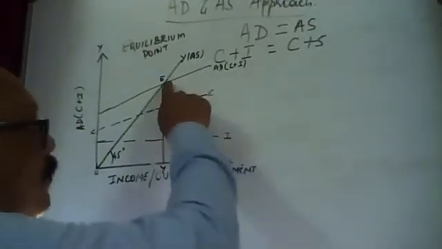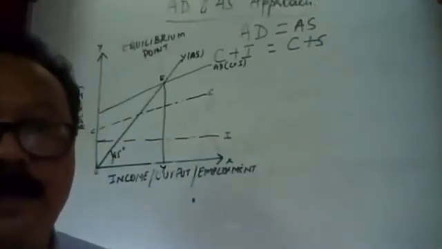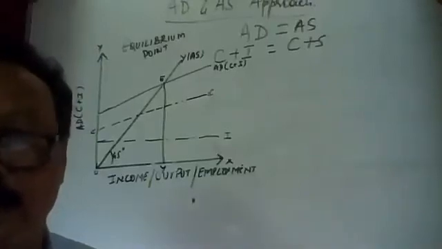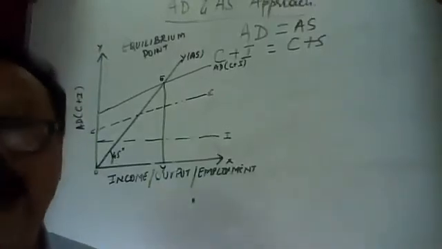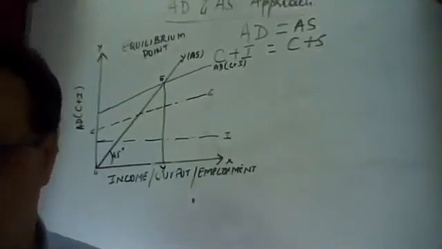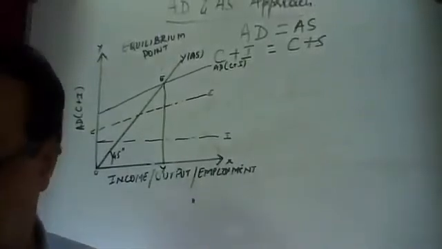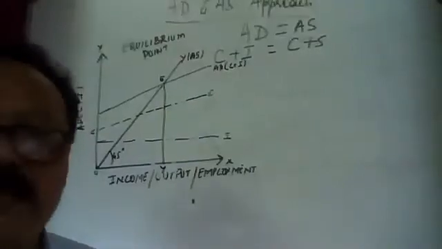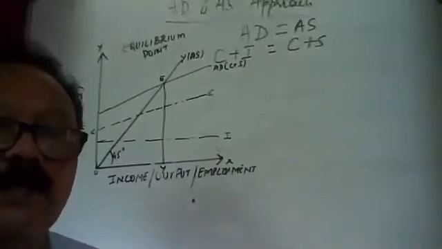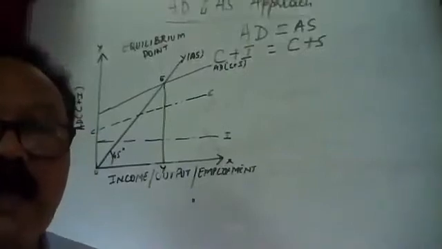Now, according to the diagram, the economy is in equilibrium at point E, where the AD curve intersects the 45-degree line, intersects or cuts, whatever you want to write, the 45-degree line.